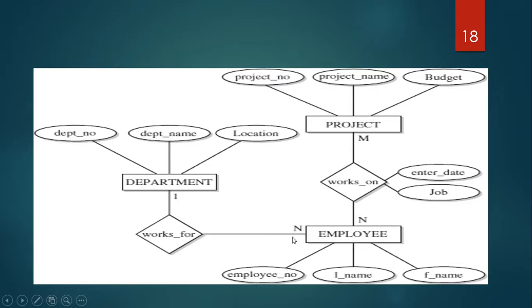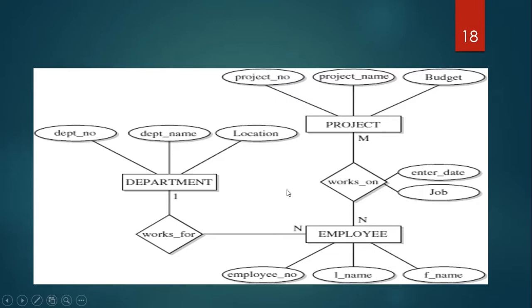Employee, there are many employees working in the department, in the single department. So 1 to n, if written the other way, n to 1. Now the particular employee will be working on different projects. So one employee will be working on many projects, or n employees are working on different projects. In this way, the degree of relationship also comes in this.